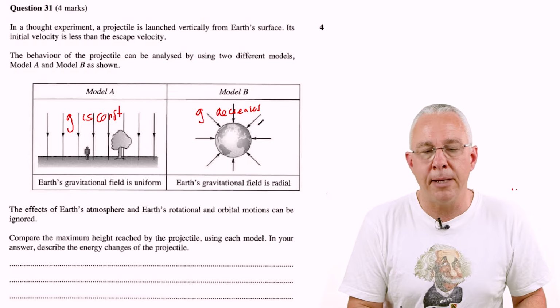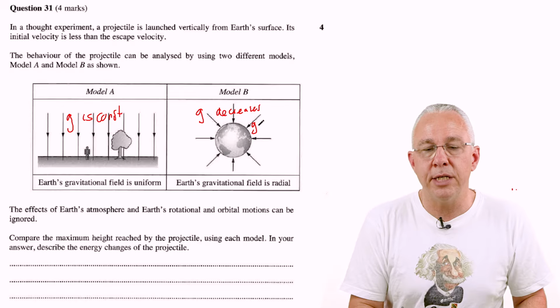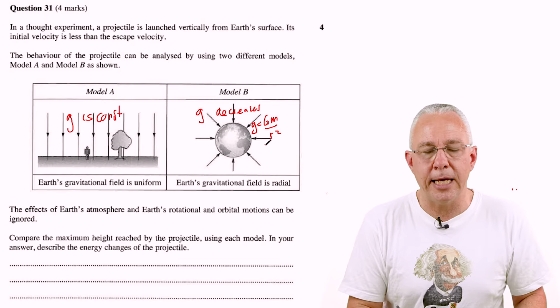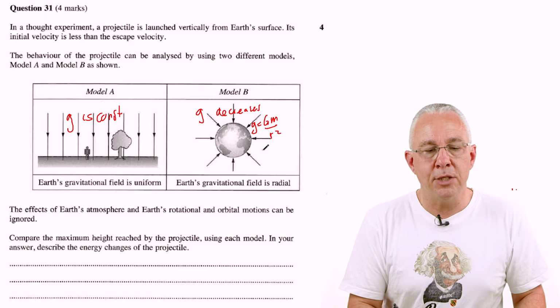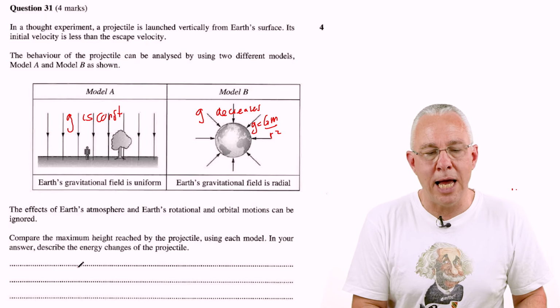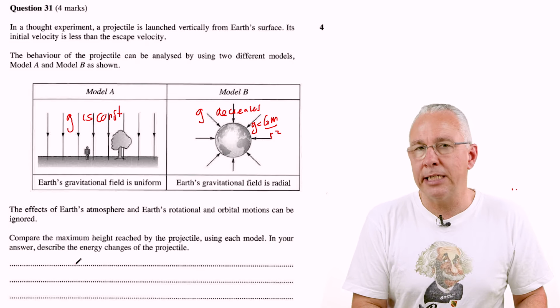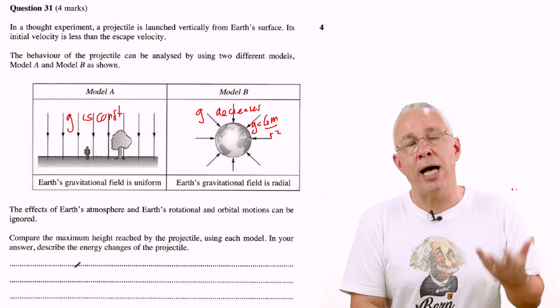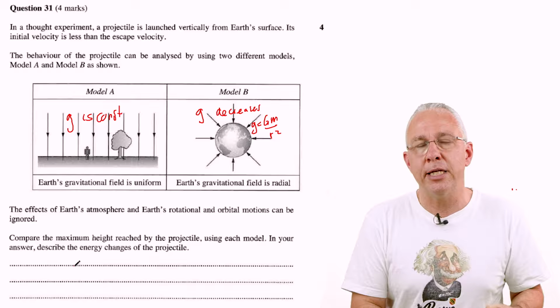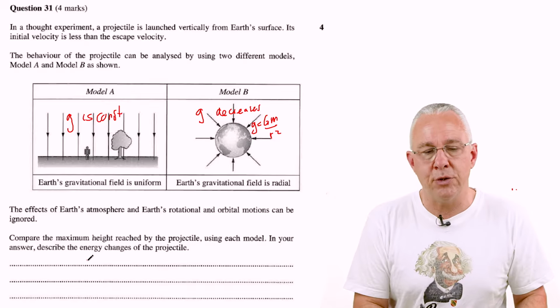And you might remember that if we use the gravitational field formula, we get g is equal to capital G M over r squared. So in other words, the further away it is, the weaker the value for g. So it says now compare the maximum height. Well, in terms of model A, what we're doing is giving it kinetic energy. And as we throw it up, that kinetic energy starts to decrease and converts into gravitational potential energy.